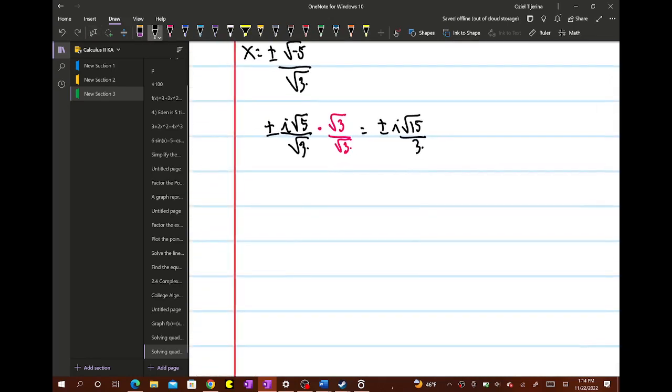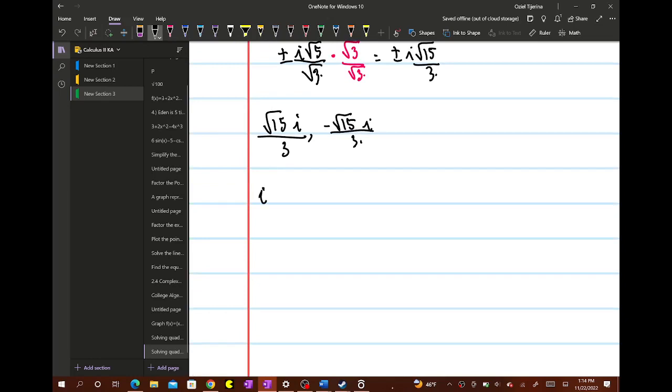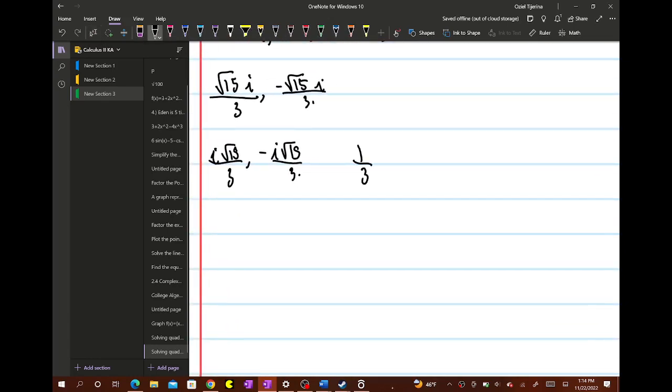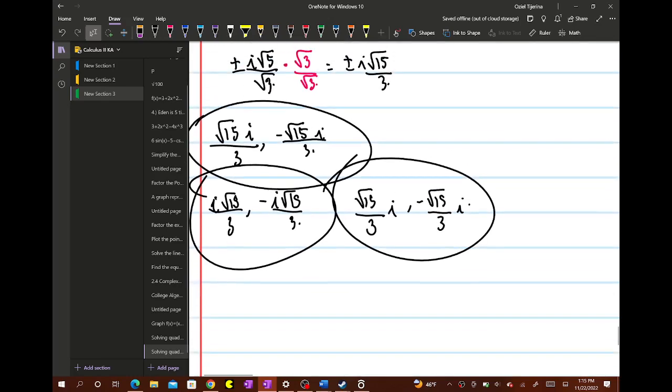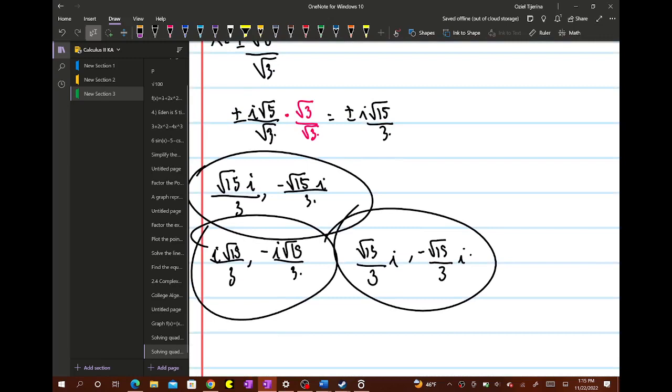And again, there are different ways in which they'll write it. They'll say it's going to be plus or minus square root of 15 i over 3, comma, negative square root of 15 i over 3. And then they'll say i square root 15 over 3, comma, negative i square root of 15 over 3. Or they can also say square root of 15 over 3 i, comma, negative square root of 15 over 3 i. These are all different ways in which you can write it. I'm just showing you guys the different ways so that y'all are not confused if it's written in a certain way, but those are all acceptable ways to write it. So yeah, right?